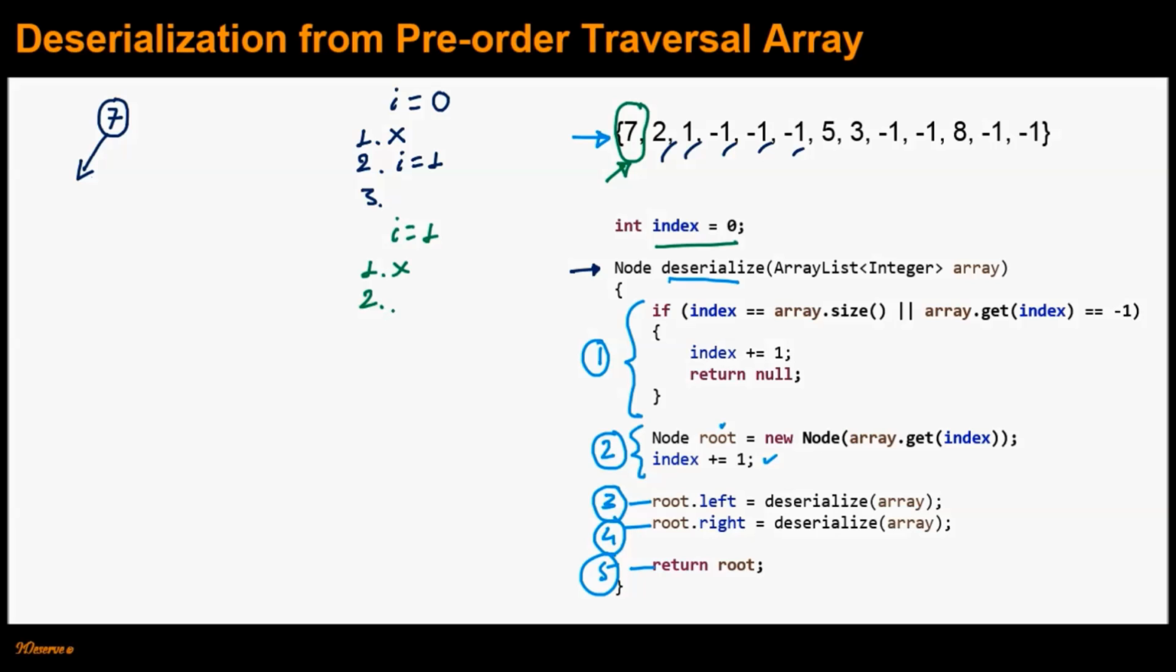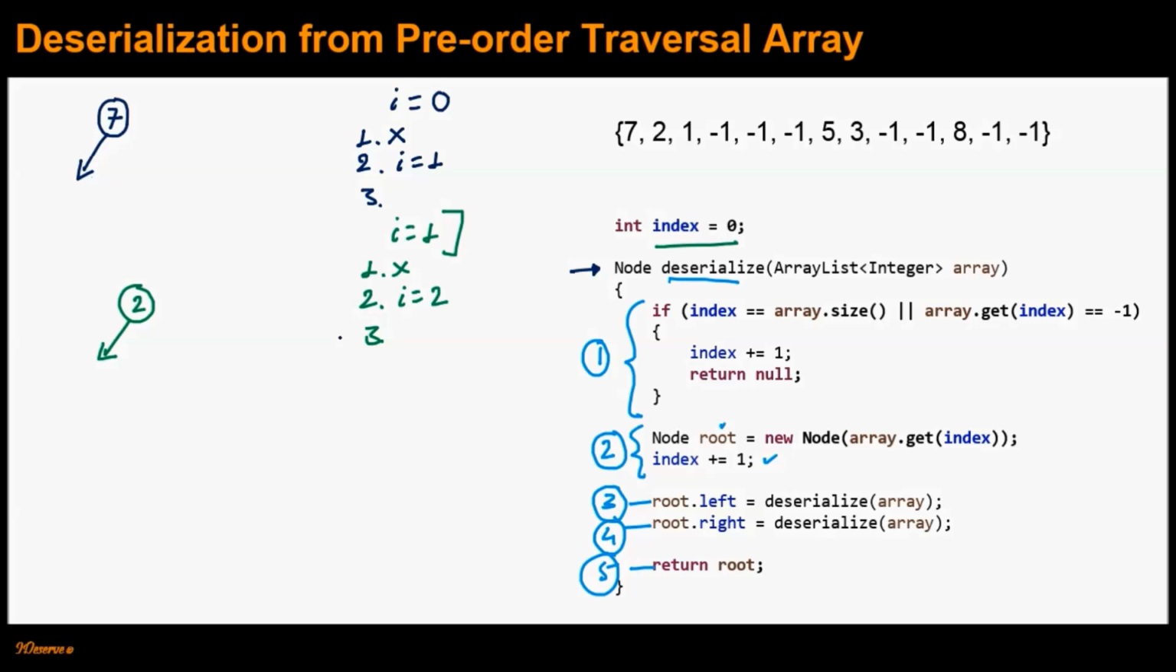In the second step, we are creating a root node out of the element which is placed at the current index. Note that value of I is 1, so element 2 is placed at index 1, right? Therefore, in the second step, we create a root node out of element 2 and then we increment index I by 1, so I would be incremented to 2. Now in the third step, we are again making a recursive call to create the left subtree for the current root node. Current root node is node 2 and we are making a recursive call to create the left subtree.